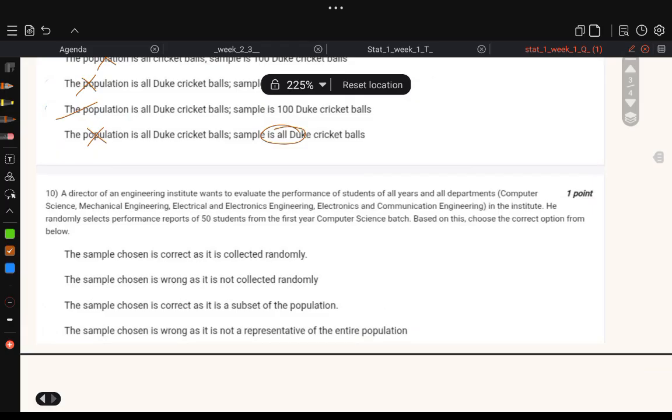The 10th question is that a director of an engineering institute wants to evaluate the performance of students of all years of all departments in the institute. He randomly selects performance reports of 50 students from the first year computer science batch. Based on this, choose the correct option from the below. Okay, he randomly selects the performance reports of 50 students of the first year computer science batch. So what is the sample? It is asking, right?